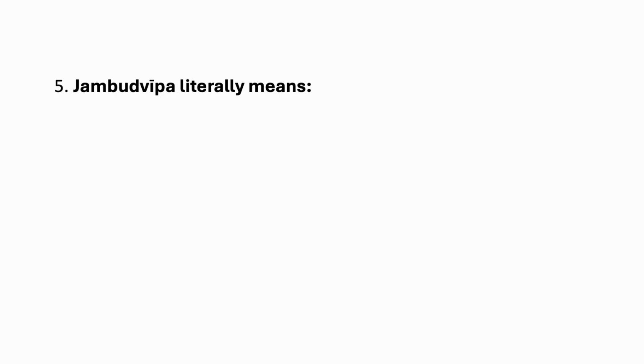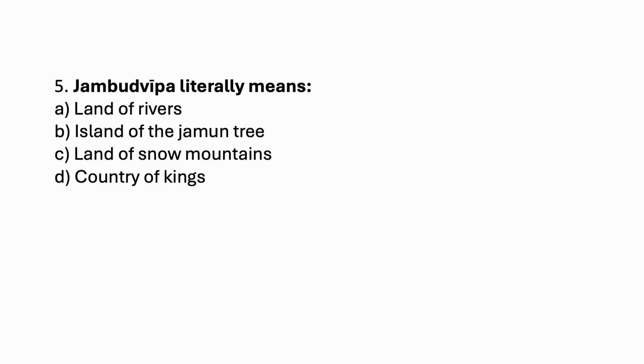Next one, Jambudvipa literally means. Options are land of rivers, island of the geometry, land of snow mountains, country of kings. Which is the correct answer? Jambudvipa literally means island of the geometry.